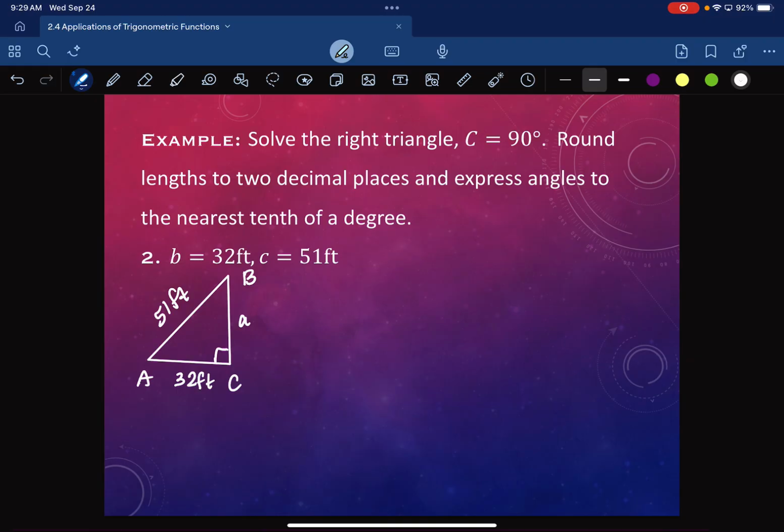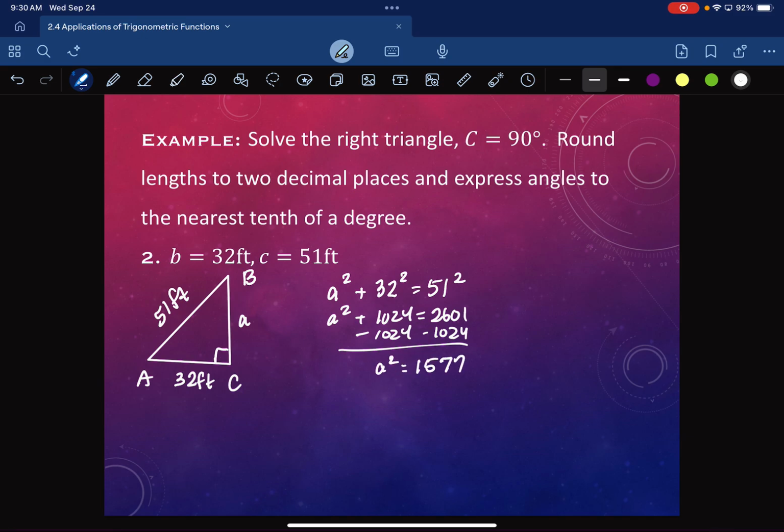So if I'm going to find side A, how am I going to do that? Pythagorean theorem, of course. So I've got A squared, that's the one I don't know, plus B squared, which is 32 squared, equals C squared, which is 51 squared. Let's see, I think I have these values written down, so we'll copy them out. 32 squared is 1024, and 51 squared is 2601. Okay, so we'll subtract our 1024. If we do that, we're going to end up with 1577.